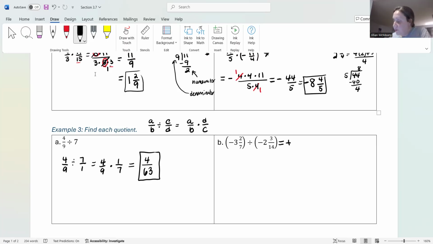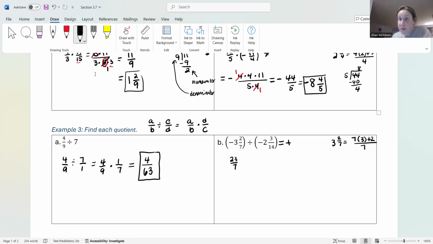So let's first convert these mixed numbers to improper fractions. So we have 3 2/7. And remember, the rule for converting a mixed number to an improper fraction: you take the denominator, multiply it by the whole number, add the numerator, and then keep whatever the original denominator was. So 7 times 3 is 21. 21 plus 2 is 23. So we end up with 23 over 7. And again, I'm just going to keep it positive because I know at the end of the day, my final answer is going to be positive.